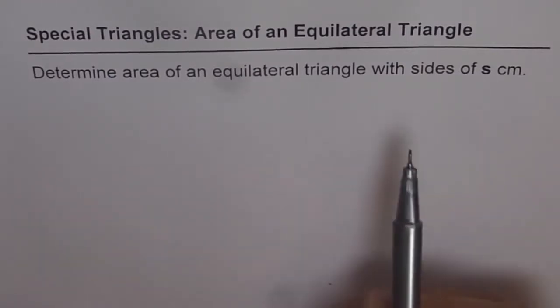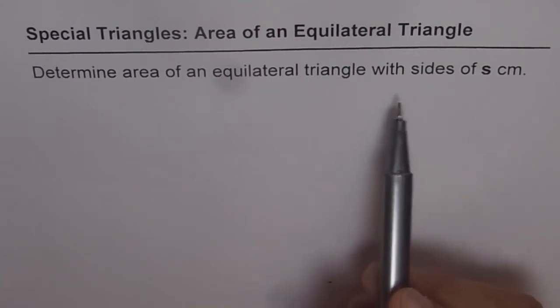In this set of videos, we are going to explore some properties and then we'll do some word problems involving special triangles. When we say special triangles, we mean triangles with 45, 45, 90 degrees and the triangles with 30, 60, 90. To start with, let's find the area of an equilateral triangle.